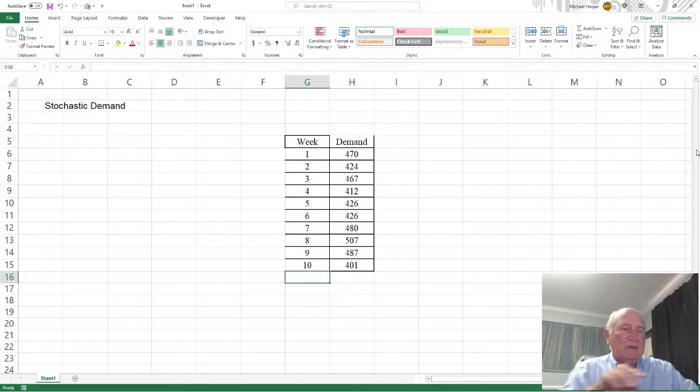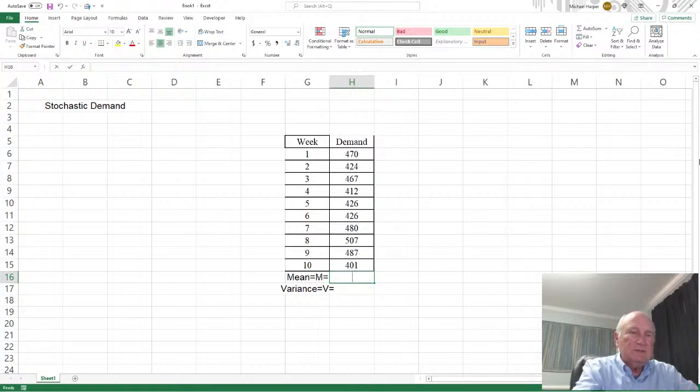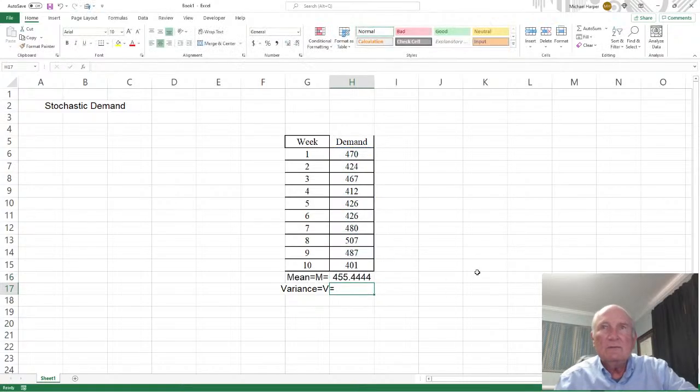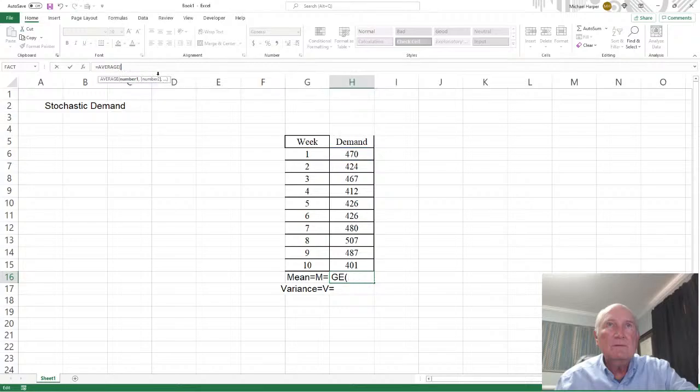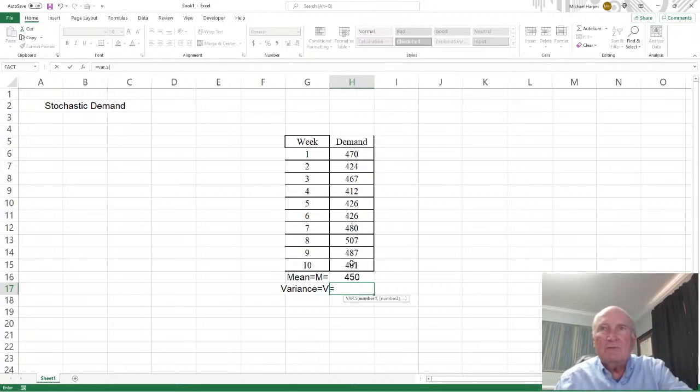Now right here we want the mean, equals M, and the variance, equals V. That's going to be the sample variance. The mean simply is the average of all these numbers. Did I get them all? Nope, I didn't. Let's do this again. There's 10 of them. There we go. And then the variance is VAR.S, the sample variance of all of them. There we go.